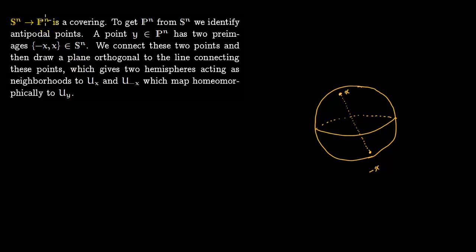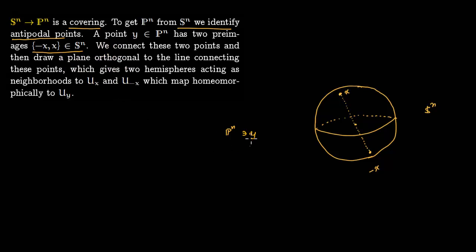So now we have a covering of the projective plane with Sn. To get to projective space from the sphere, what we do is we identify the antipodal points. So that is how we construct the projective space. So a point y in projective space Pn has 2 pre-images, minus x and x in Sn. So say these 2 antipodal points. So this line goes through the origin. You identify them to get a point y in the projective space, and these points lie in some Sn.